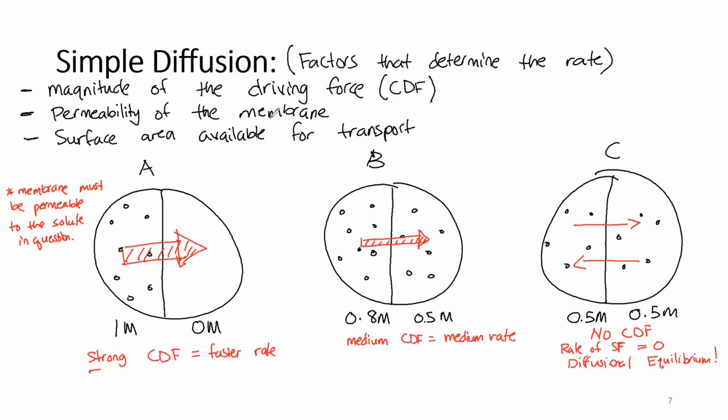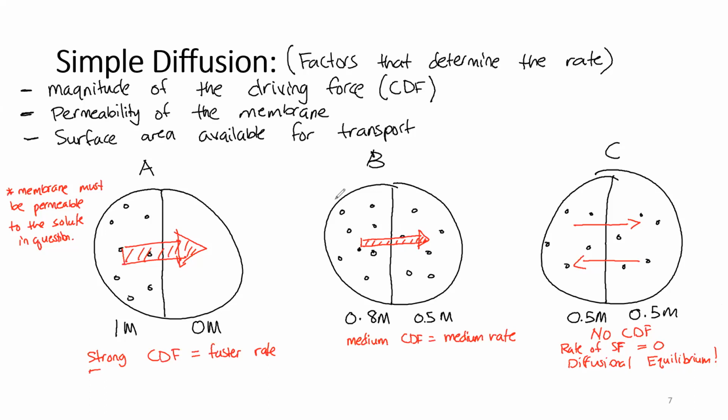Okay, and then the other two factors also hold true. There must be permeability. In other words, the particle must be able to go through the membrane. If the membrane is really permeable to this particle, we're going to have a faster rate as well. And then the third factor is the surface area available for transport.